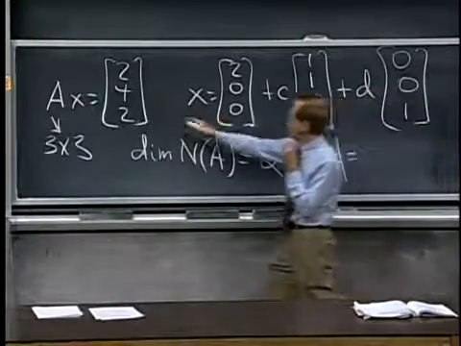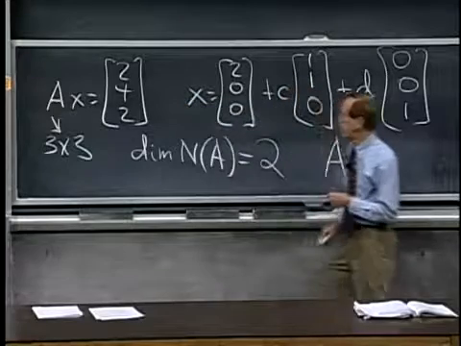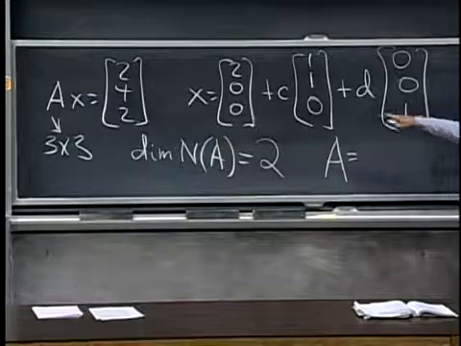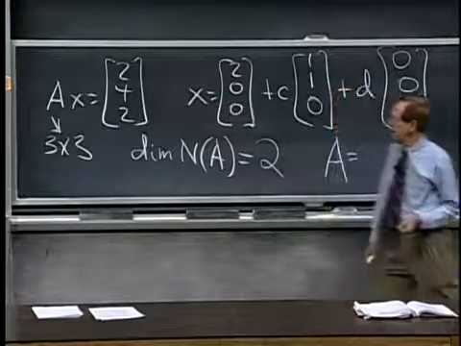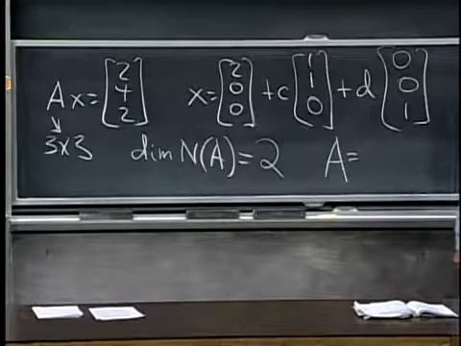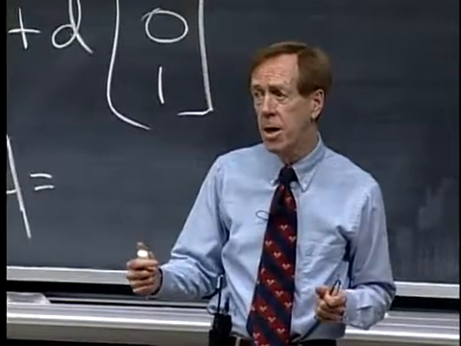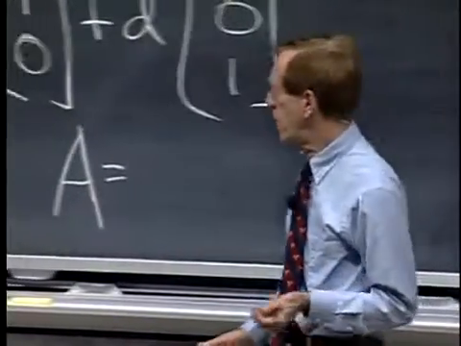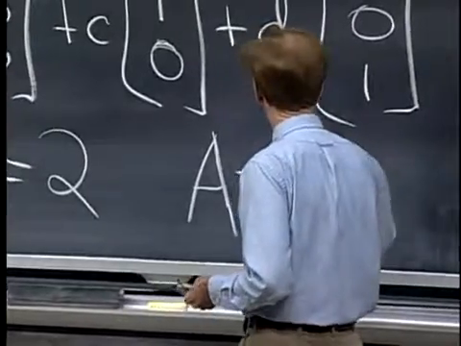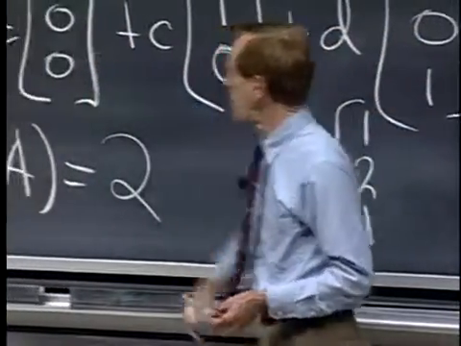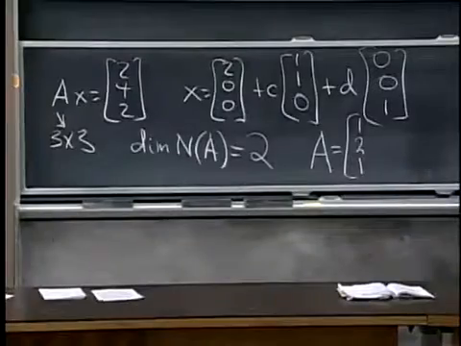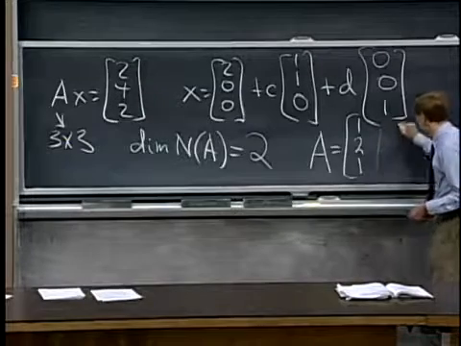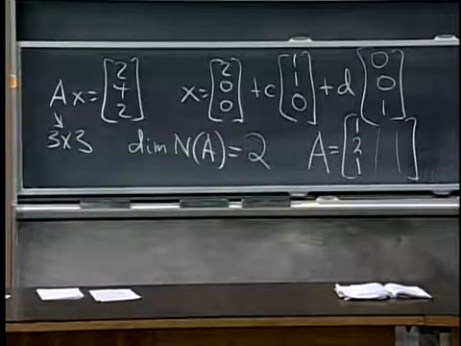If A times this X gives 2, 4, 2, what does that tell me about the matrix A? If A times that X solves that equation, then the first column of A is 1, 2, 1. The first column of A has to be 1, 2, 1 because if I multiply by X, that's going to multiply just the first column and give me 2, 4, 2. And then I've got 2 more columns to find. What information have I got to find them with?